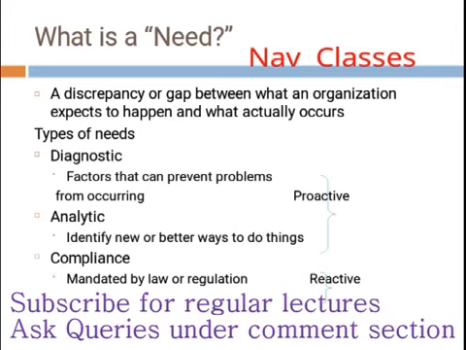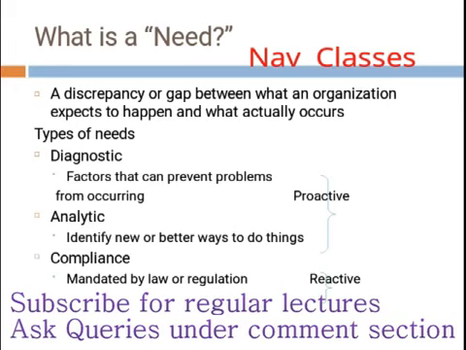Then there is analytic, identify new or better ways to do things. If we are doing our current task in one manner, and if we think that there are several manners in which current tasks can be done, and we are able to do our current task in a better way and in lesser time and lesser cost, then we do need analysis, and we try to see whether there are other ways to do this task, and hence we are doing analytic research. We are doing analytic need assessment, identifying new and better ways to do things.